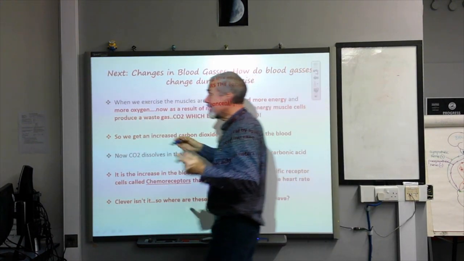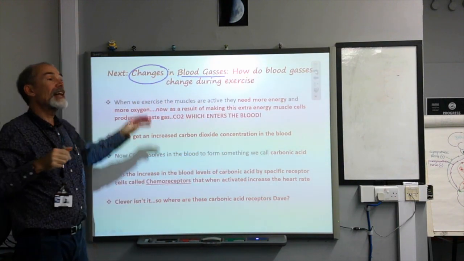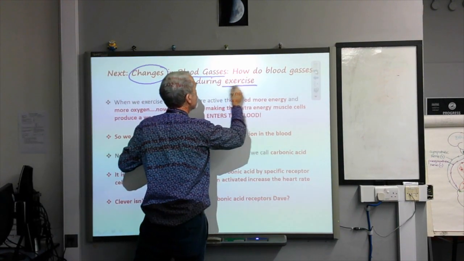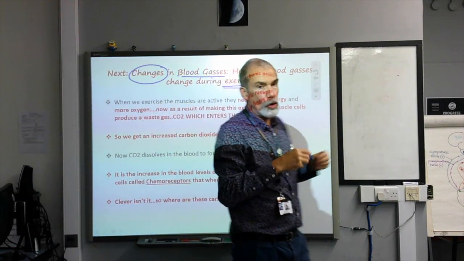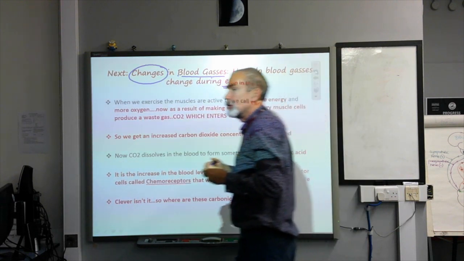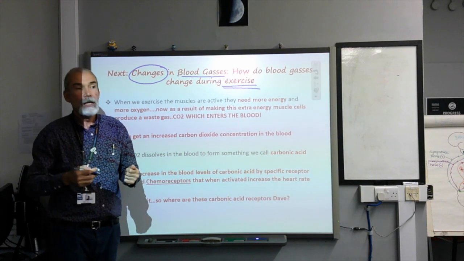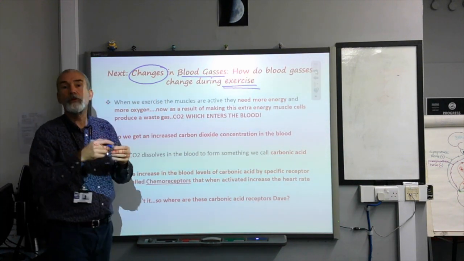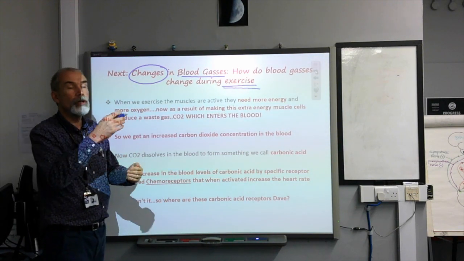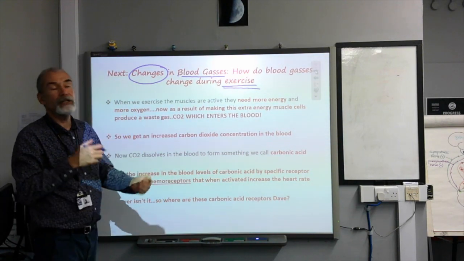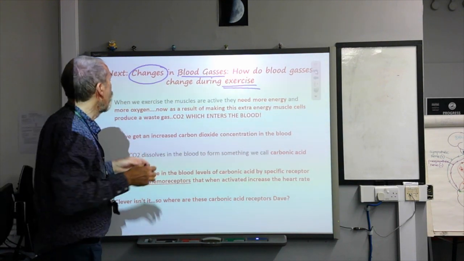Now, let's look at changes in blood gases. How do blood gases actually change during exercise? You probably know that when you exercise, your muscles are going to need more energy. Energy basically is a product of burning fuel in oxygen. The fuel that we use isn't petrol, it is glucose. And of course, if we burn glucose in oxygen, we get a lot more energy than if we did not burn it in oxygen. So it's preferable that we burn glucose in oxygen.